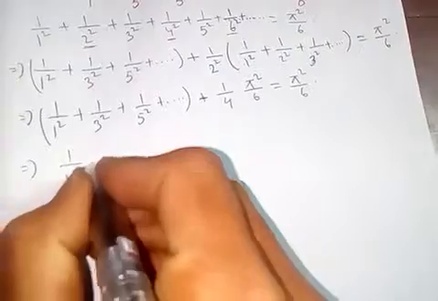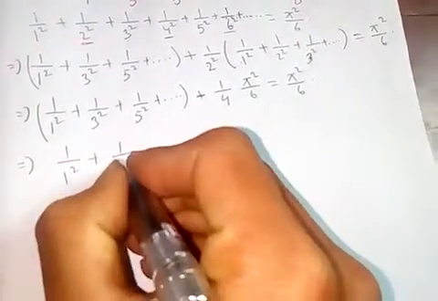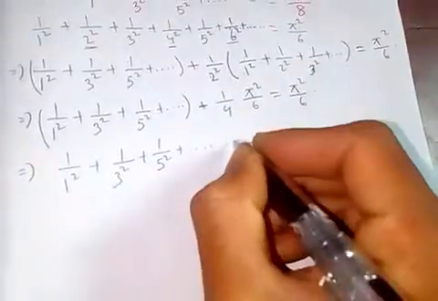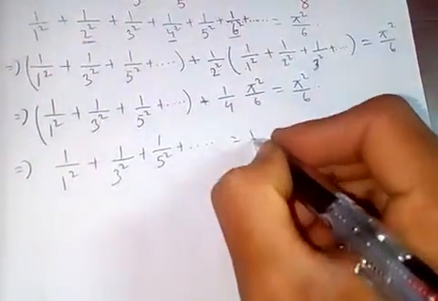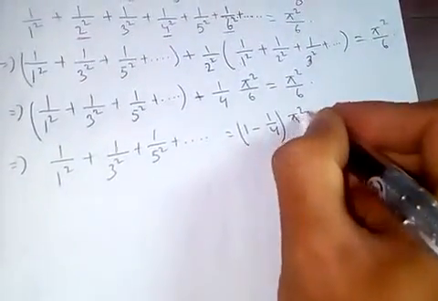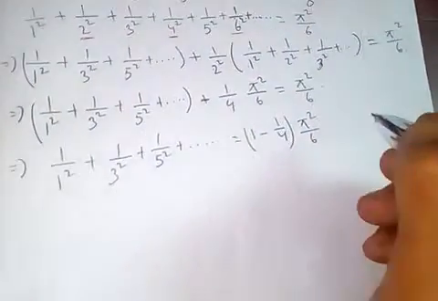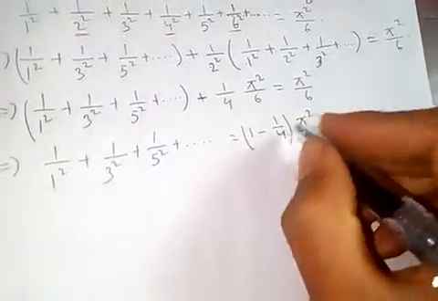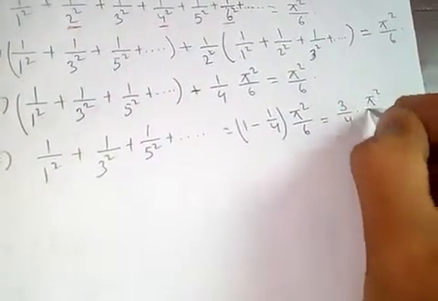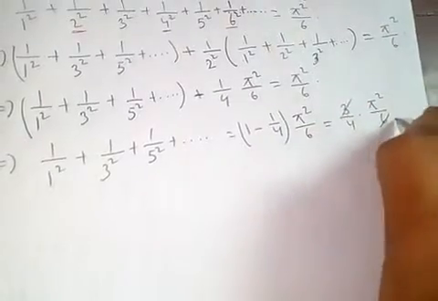So 1 over 1 squared plus 1 over 3 squared plus 1 over 5 squared plus and so on is equal to, if I transfer here, 1 minus 1 over 4, whole, I can take out pi squared over 6 common. Now if you simplify this, you will get 3 over 4 into pi squared over 6, and this will cancel 2.